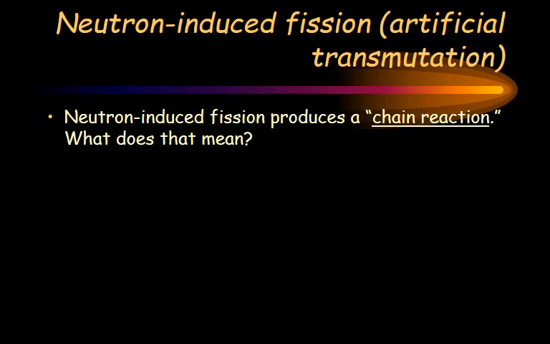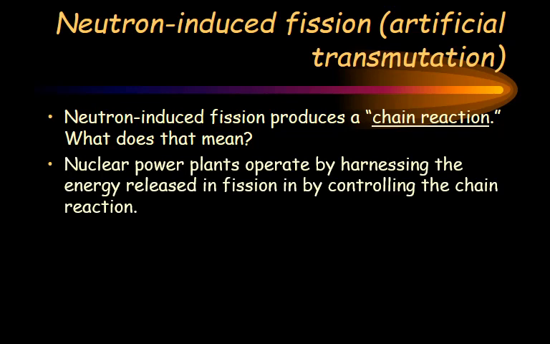So neutron-induced fission is artificial transmutation, and neutron-induced fission produces a chain reaction. You've probably heard that word, chain reaction, before, and we discussed this in class. Nuclear power plants operate by harnessing the energy released in fission by controlling a chain reaction. And in that PhET simulation I mentioned earlier, you can see that chain reaction pretty clearly.